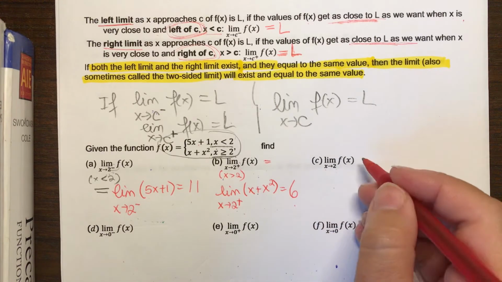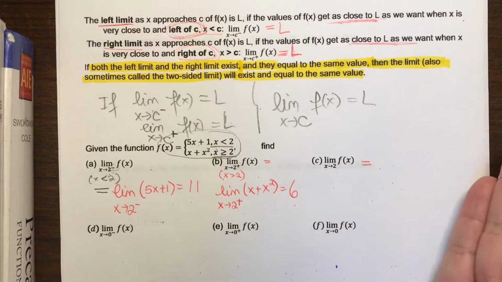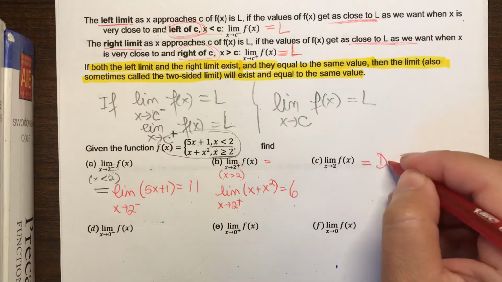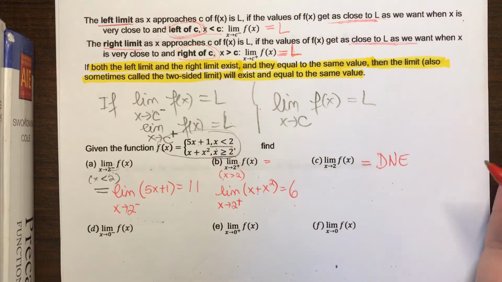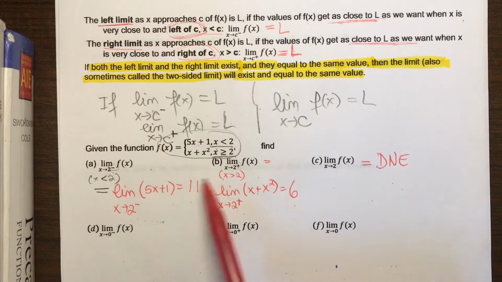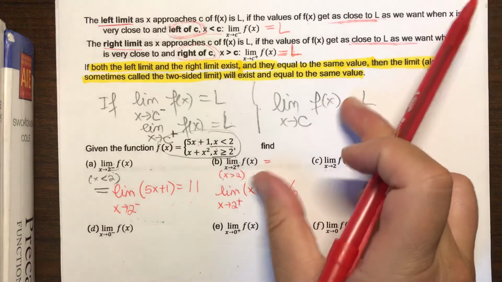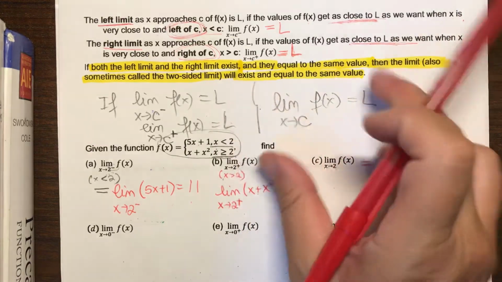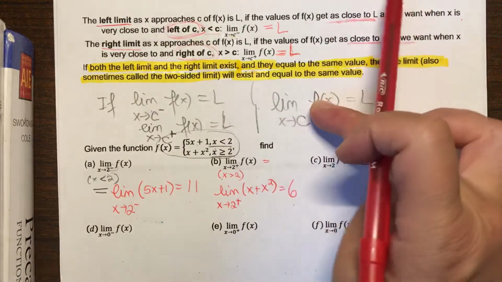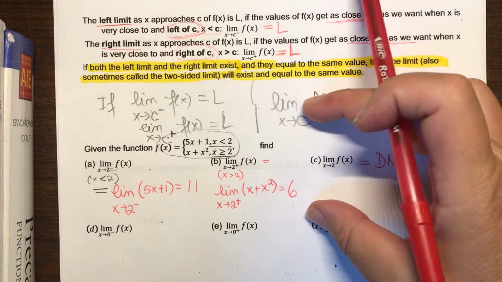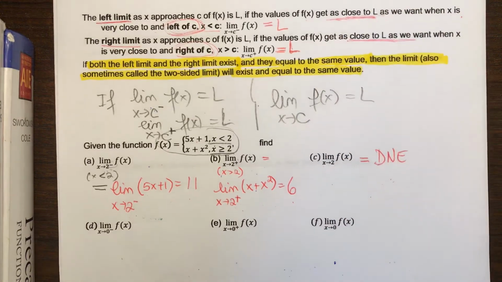So what's going to be the limit as x approaches 2, period? What do you think? Well, if you wrote does not exist, then you would be correct. Why? Because the limit only exists if you're merging onto the same value from both sides. You can't be merging towards 11 coming in from here and towards 6 coming in from here. That means what? There's a gap in the function, yes?